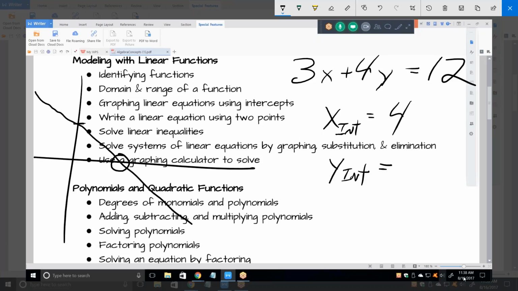On the y-intercept, what's the x value? 0. Okay, that wipes out that term. When I make x equal to 0, that term disappears. Now I've got 4y equals 12. What's y equal to? 3. There's your x and y intercepts, and that's all I need to graph that line.